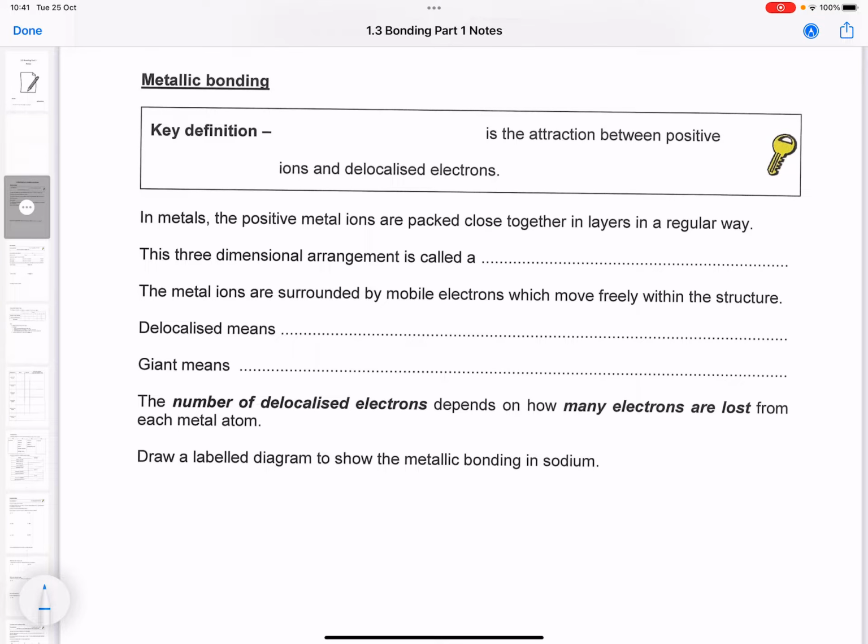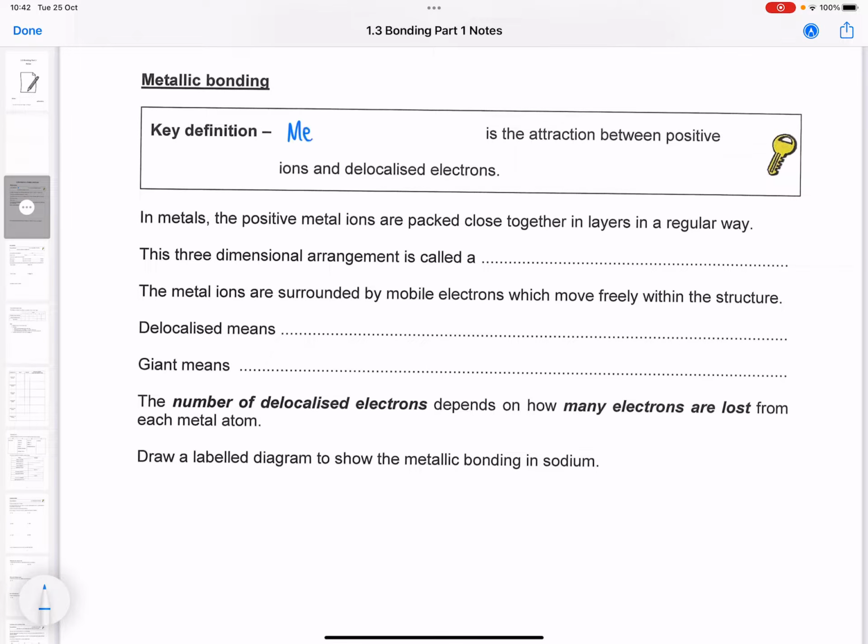In this video, we're going to look at what we understand by the term metallic bonding and how metals form giant metallic lattices. So the first thing we need to do is make sure we understand the term metallic bonding. The metallic bond is the attraction between the positive ions, the positive metal ions we could even say, and the delocalized electrons. So we're just going to write that key term in.